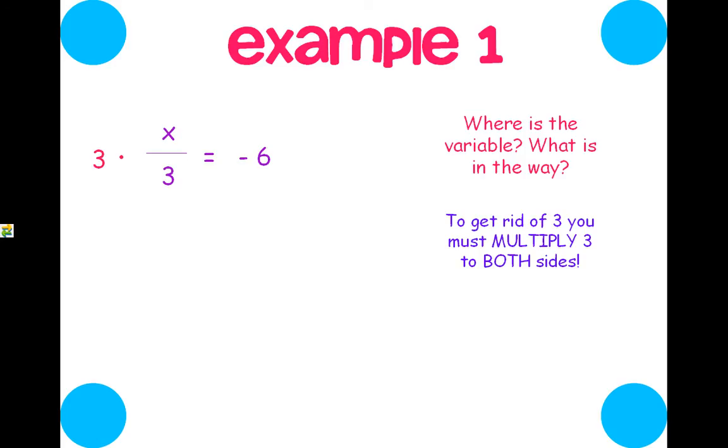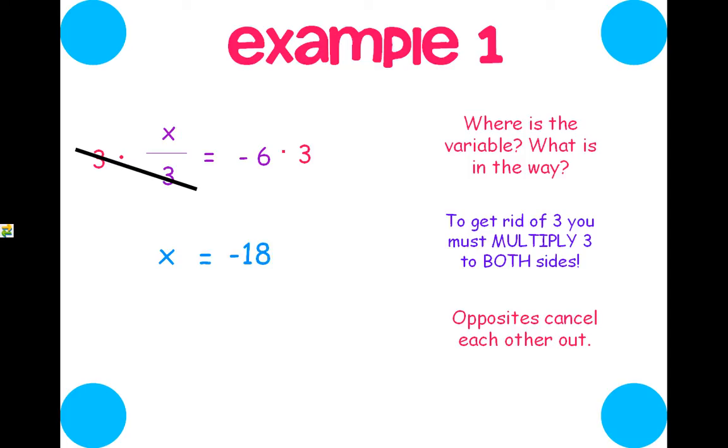So you multiply by 3 there, and you have to multiply by 3 on the other side. Opposites, inverse relationships, inverse operations cancel each other out. So dividing by 3 and multiplying by 3, you can cancel them out, leaving you with x. X is going to be equal to, looking at the right side, -6 times 3, which is -18. And that is your answer.